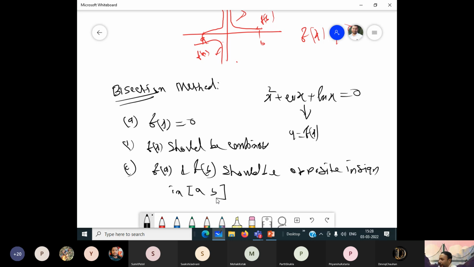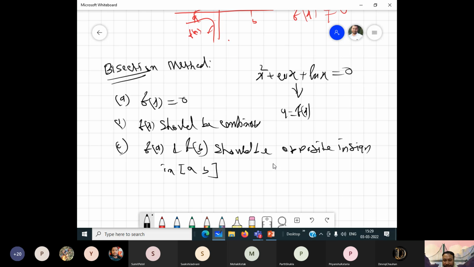The two conditions must be satisfied. One, the function should be continuous. Second, the values of the function at a and b should be opposite to each other. Then only the bisection method can be implemented. If not, the MATLAB program should automatically show a warning that the functions are not opposite in sign.